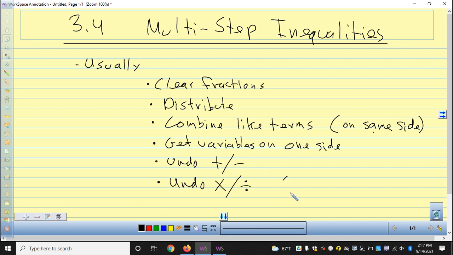And with inequalities, we need to remember our special rule for inequalities. Special rule is if we multiply or divide both sides of the inequality by a negative, then we have to turn the arrow around. So that's our special rule.